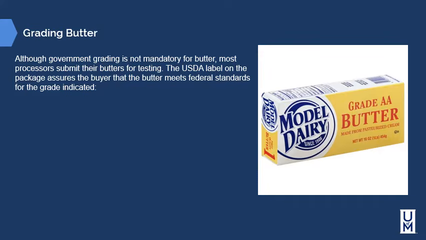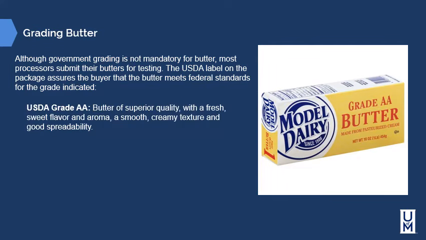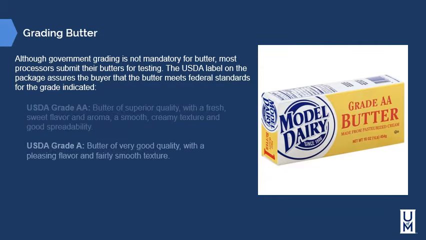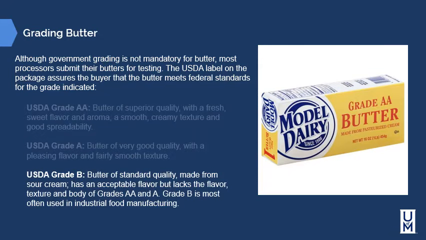Although government grading is not mandatory for butter, most processors submit their butter for testing. The USDA label on the package assures the buyer that the butter meets federal standards for the grade indicated. USDA grade AA is butter of superior quality with a fresh, sweet flavor and aroma, a smooth and creamy texture, and good spreadability. Grade A butter is butter of very good quality with a pleasing flavor and a fairly smooth texture. And grade B butter meets the standard quality, made from sour cream, has an acceptable flavor, but lacks the flavor, texture, and body of grades AA and A. Grade B is most often used in industrial food manufacturing.